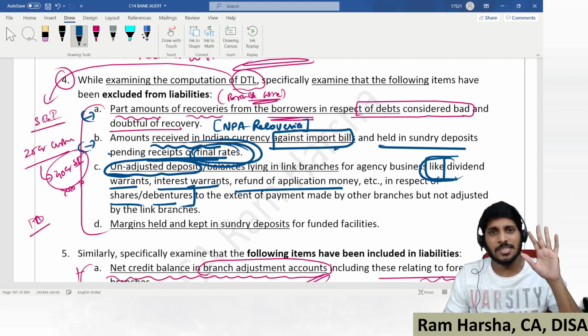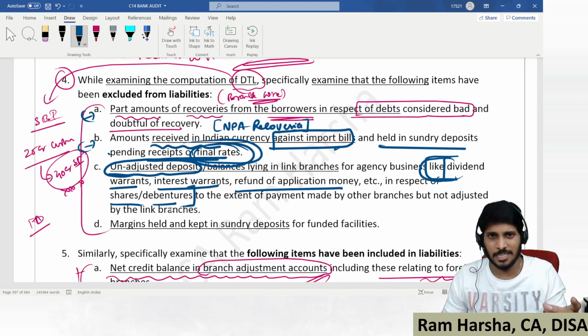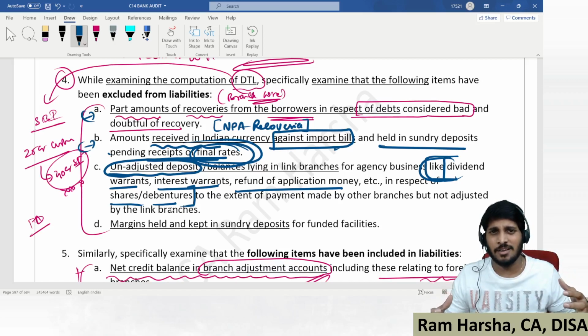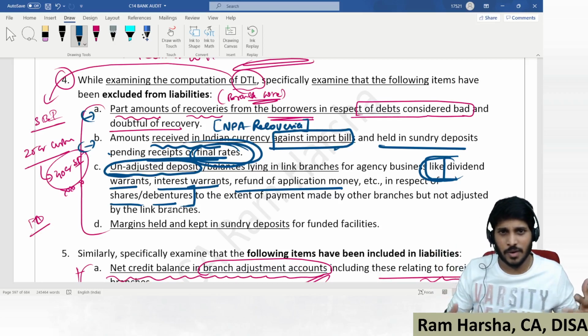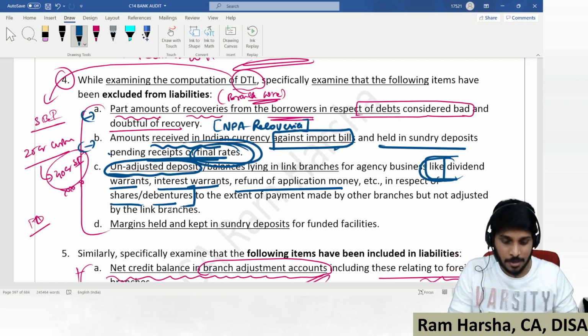Unadjusted deposits lying on the liability side like dividend warrant, interest warrant, share application money. These are not demand deposits. These are not time deposits. These are just unadjusted money which companies generally park. So this also shall not be considered as part of NTDL.